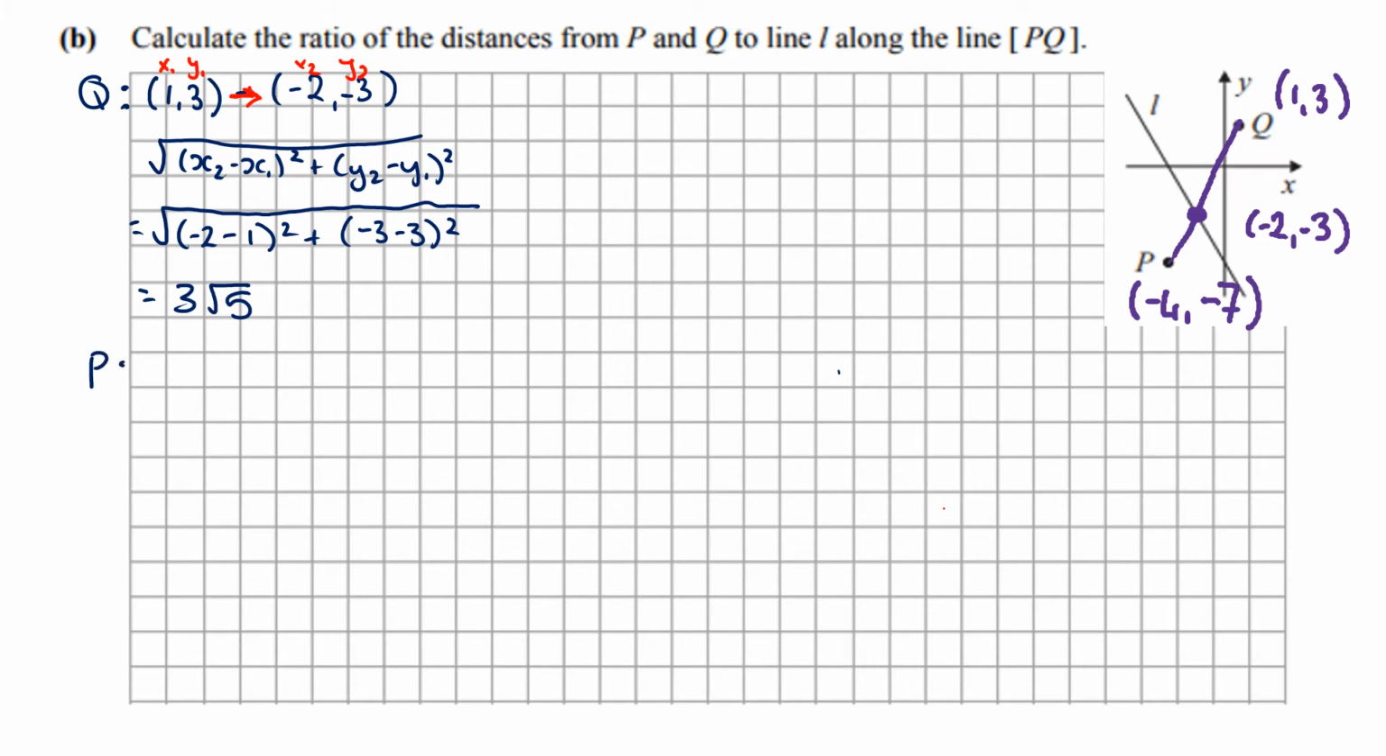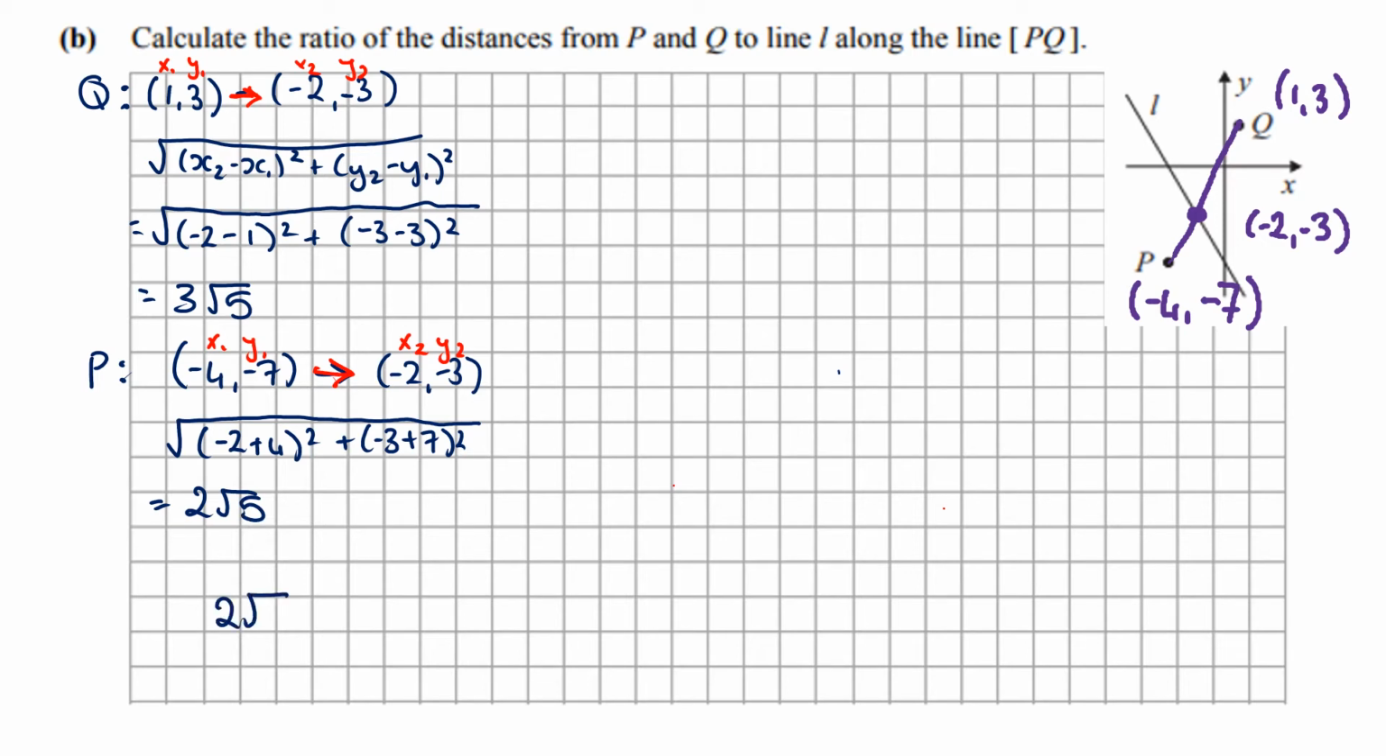So then we can do the point P, same idea, (-4, 7) to the point (-2, -3). I'm going to work that out. So again, we'll label x1, y1, x2, y2, square root of x2 minus x1 squared plus y2 minus y1 squared, and when you work that out you get 2 root 5. So the ratio of the distance P to Q along the line PQ, we get 2 root 5, so that's P is to 3 root 5, and simplifying that down you get 2 is to 3.